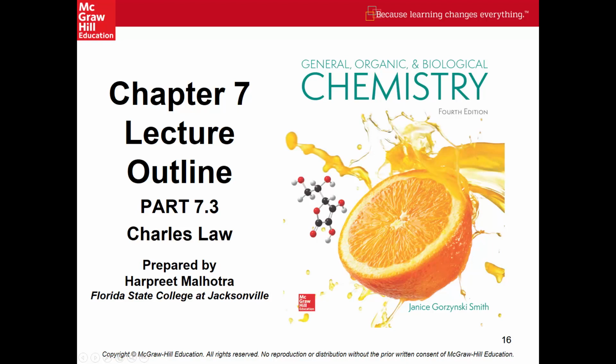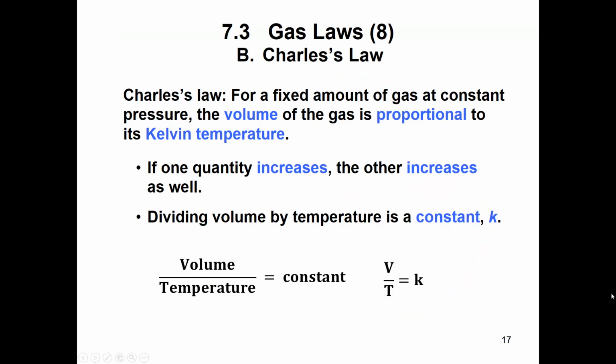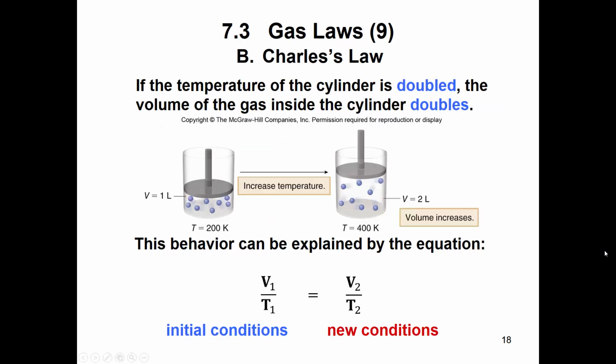So let's look at Charles' law next. Charles' law states that for a fixed amount of gas at constant pressure, the volume is proportional to the Kelvin temperature, or the absolute temperature. So in this particular case, it's directly proportional, which means if you increase one, the other increases. And so mathematically, that's volume over temperature this time equals a constant. But it also gives us V1 over T1 equals V2 over T2, which is the mathematical representation of Charles' law.